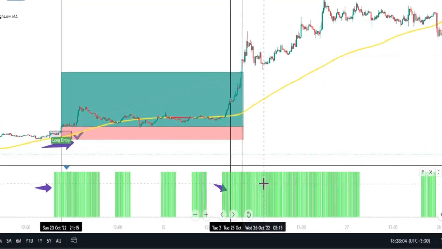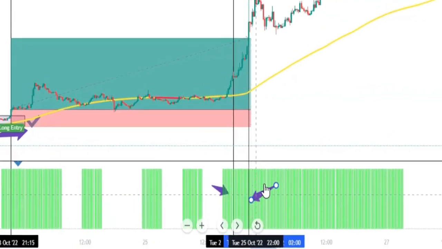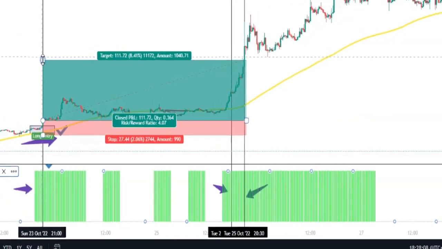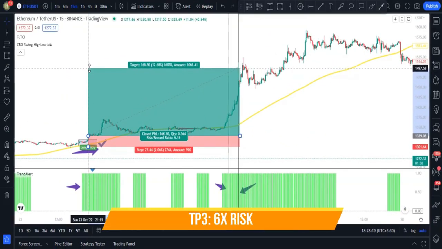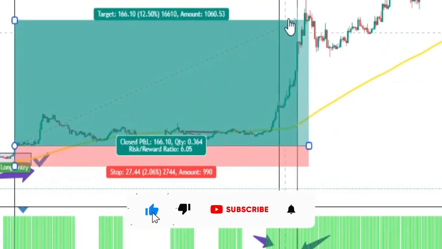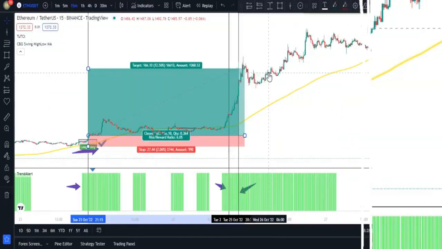Again, we would check the trend alert histogram. If the trend alert histogram still exists and it is still green, we can set our third target to 6 times the risk because the market is still in an uptrend movement. This way, the risk reward ratio of your trade would be amazing and you can get the most profit out of your trade.